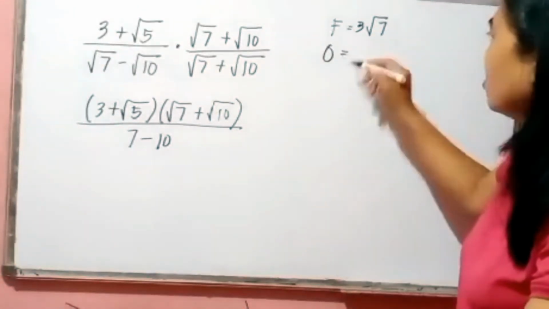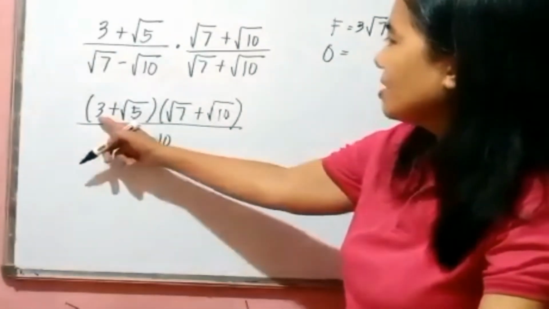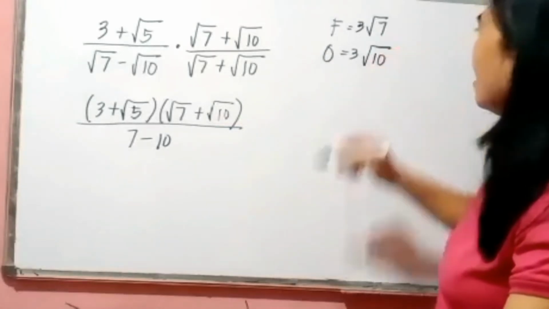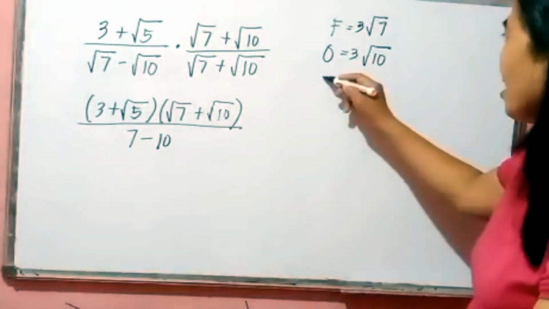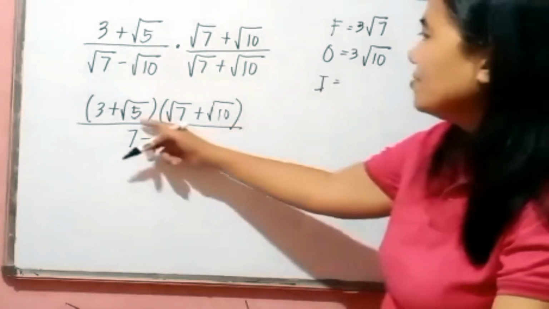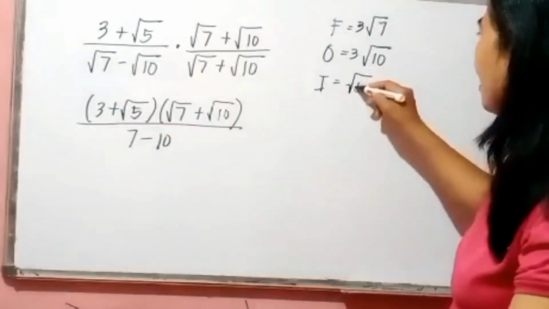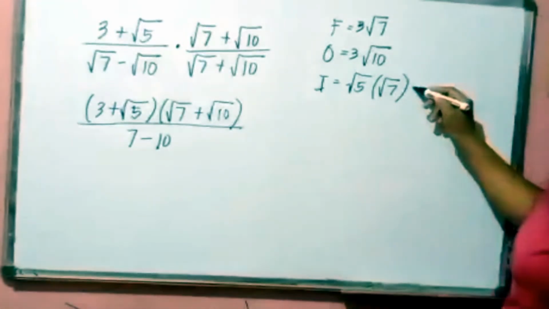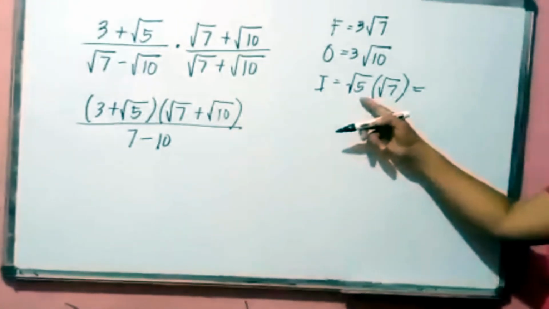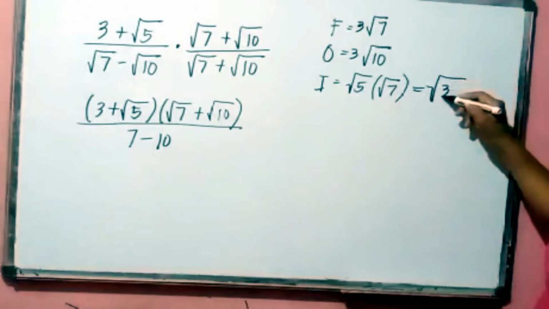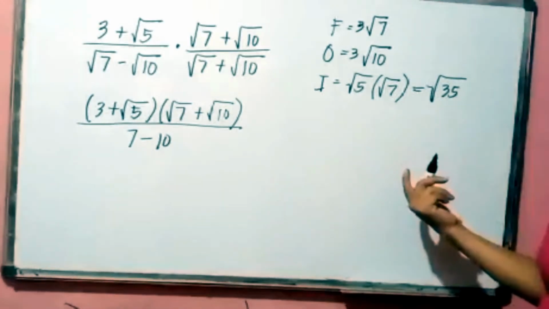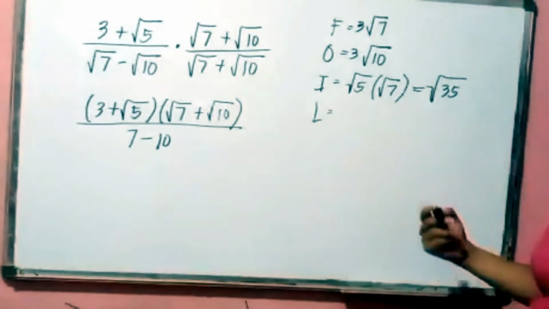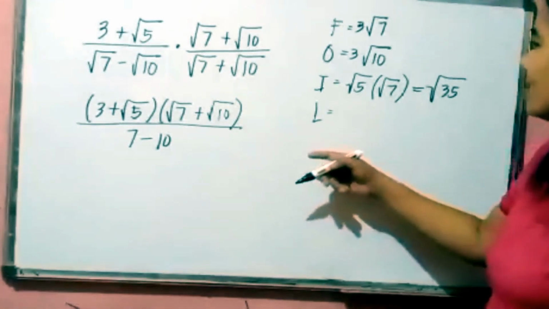Let's go to the outer terms. Outer terms is meron tayong 3. And then here, meron tayong the square root of 10. So, 3 times the square root of 10. Sa I naman tayo, so inner terms, meron tayong the square root of 5. And meron tayong the square root of 7. Ito. Okay, so pareho sila ng index. Proceed na. 5 times 7, that's 35 na hindi na pwedeng ma-reduce. Okay? So, L na tayo or ma-simplify. Simplify na yan.